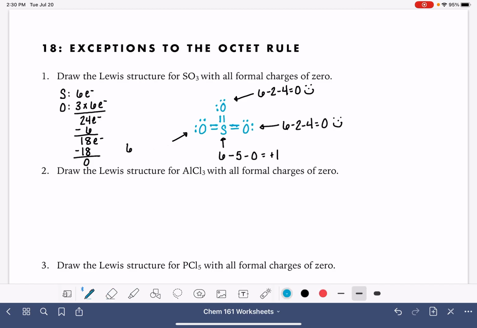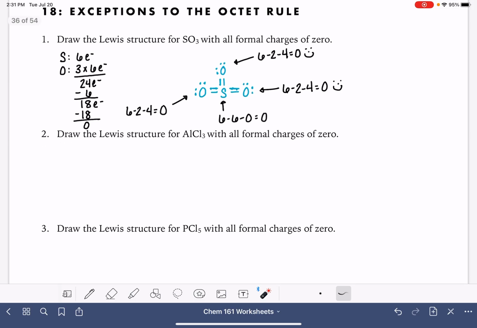So we know that this is going to leave that oxygen with a formal charge of 0. And our sulfur now has 6 valence electrons, 6 bonds, no non-bonding electrons, also a formal charge of 0. So this is the correct Lewis structure for this molecule. Even though sulfur is violating the octet rule, the formal charges are helping us know that it's okay to violate the octet rule in this case.